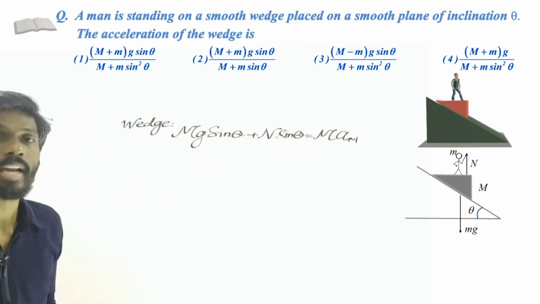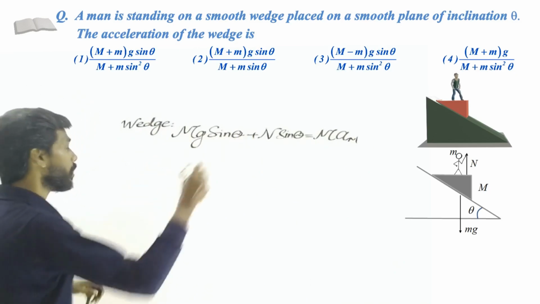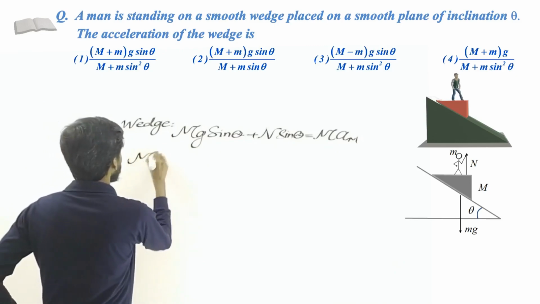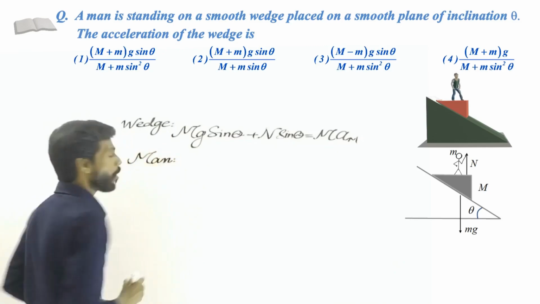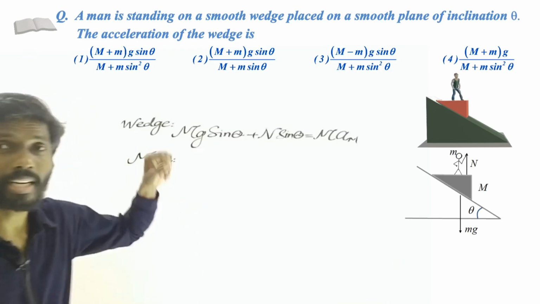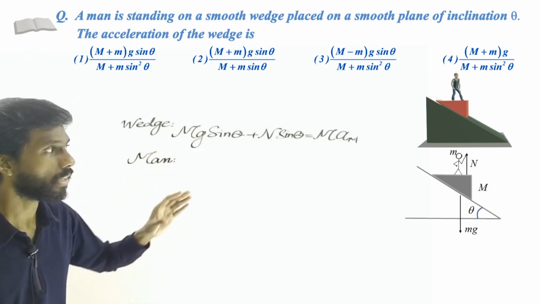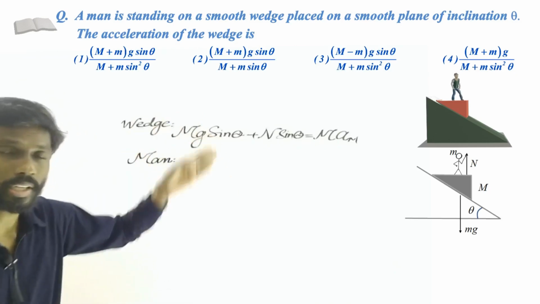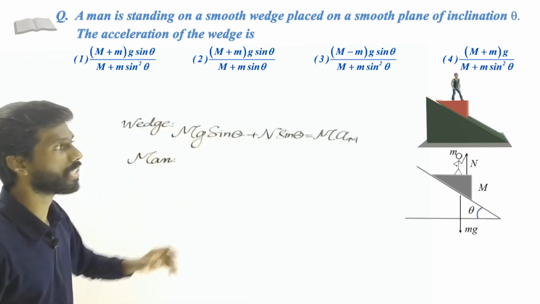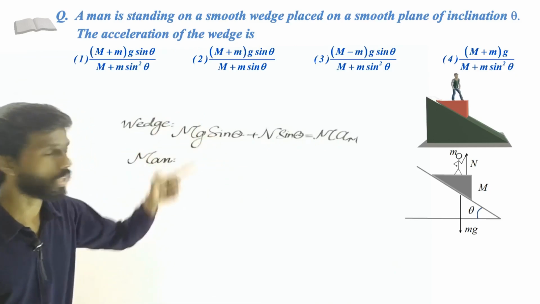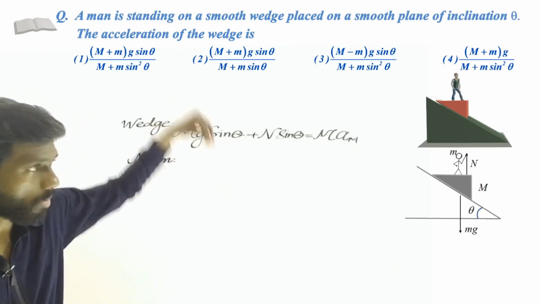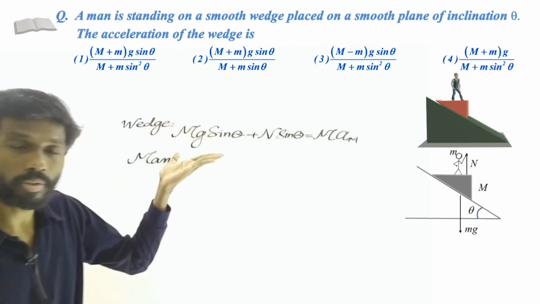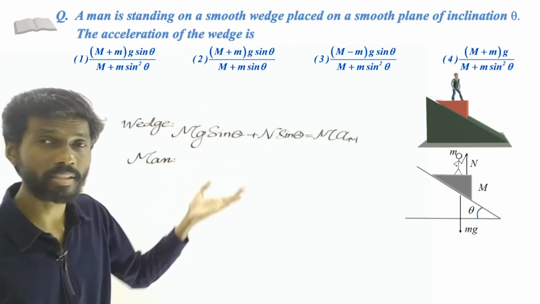Now for that person, that man or this boy. What is the equation in the vertically downward direction? This time we consider the equation for the vertically downward direction. He is actually moving in the vertically downward direction. What are the forces acting on him? He is applying a normal force on that wedge, so the wedge will also apply a normal force in the opposite direction, vertically upward.